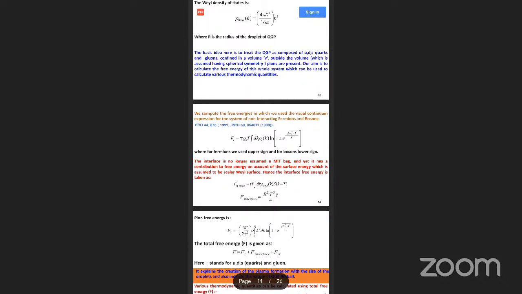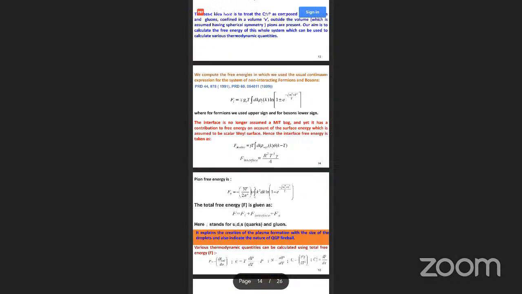So using this density of states, now we compute the total free energy, where we first compute the free energy for non-interacting fermions and bosons, which is given by this expression. The minus sign indicates fermions and the plus sign bosons. g_i is the degeneracy for the quarks and gluons, and rho_i is the density of states for the quarks and gluons. We also replace the dynamical quark mass with the finite quark mass, represented by this M_i symbol, where M_i is the mass of the up, down, and strange quarks.